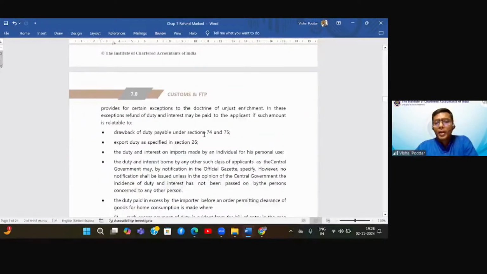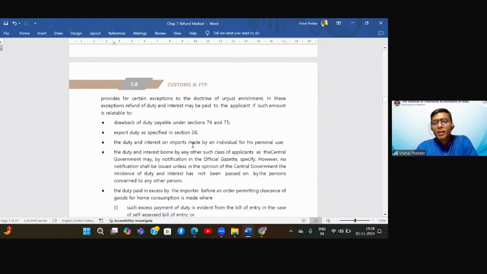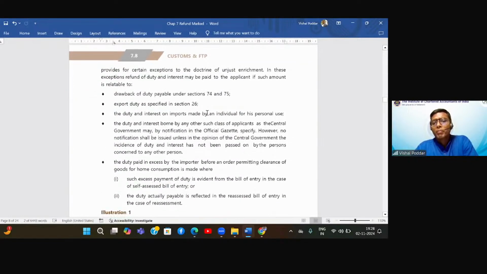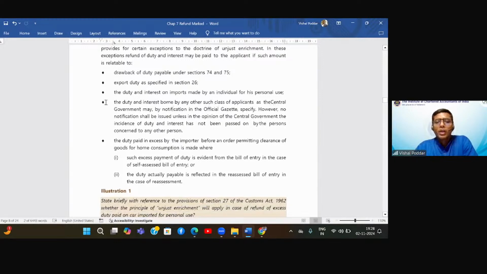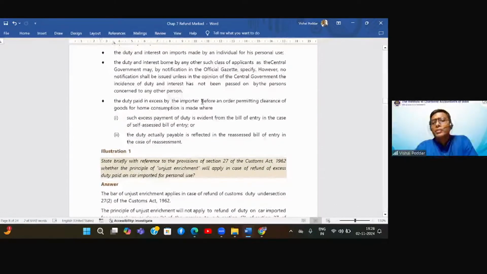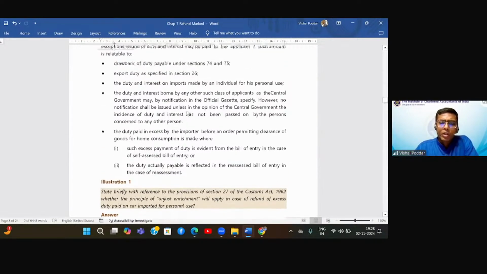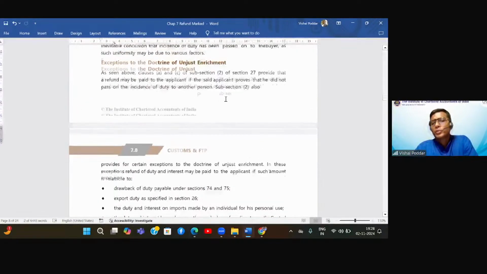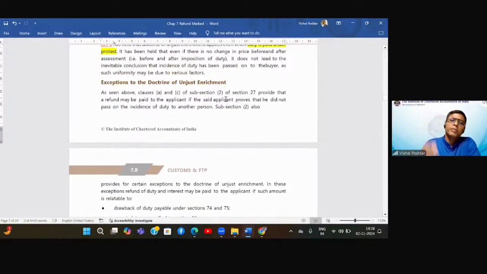What are those cases? First, drawback. Then export duty as specified under 26, duty and interest on imports made by an individual for personal use, duty and interest borne by such other class of applicants as the central government may specify by notification, and the duty paid in excess before the order of clearance has been made. So these are all the cases which we studied above also. These are listed out here as exceptions to the doctrine of unjust enrichment, which simply means that in these cases, you will get the refund. The amount will not be transferred to the consumer welfare fund.